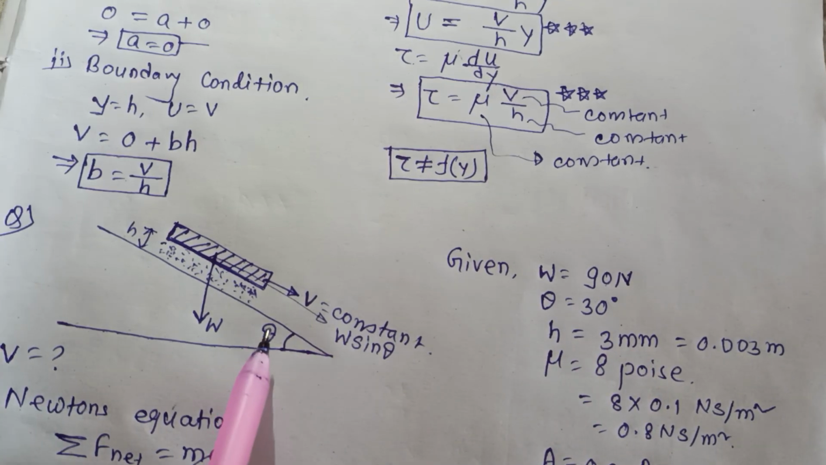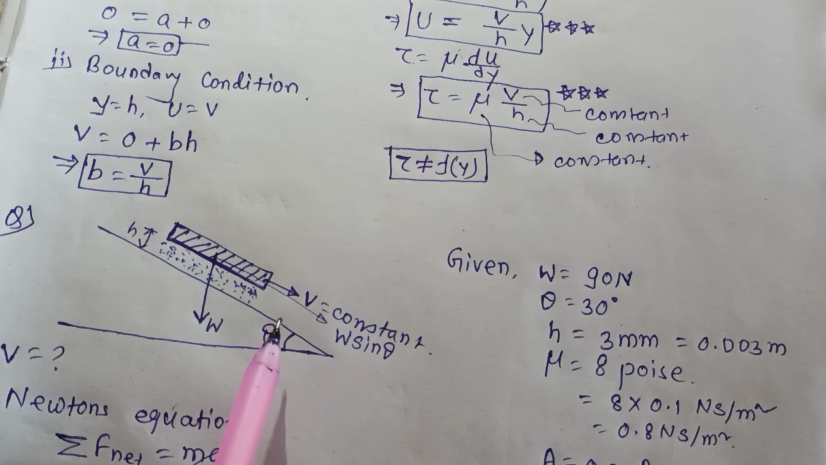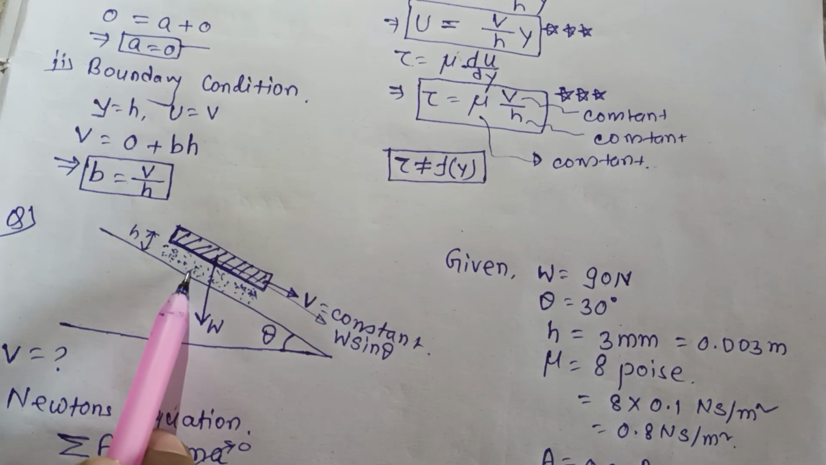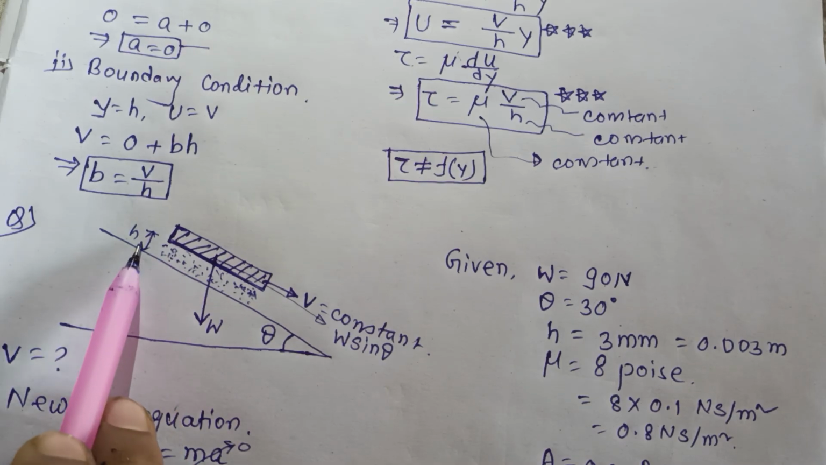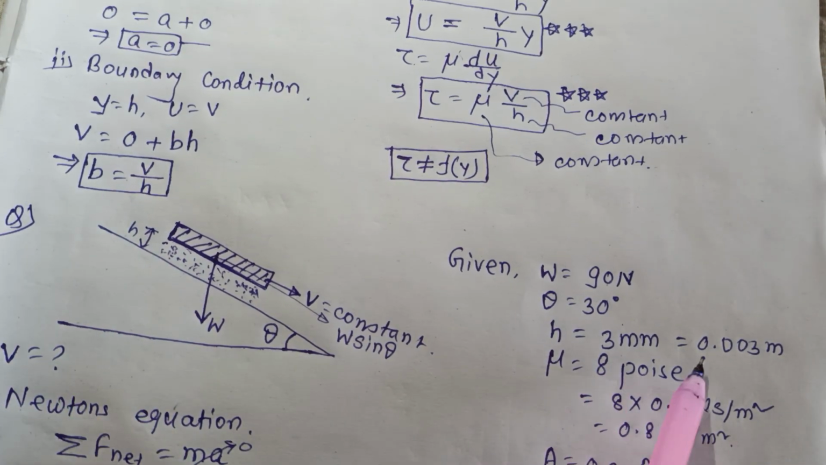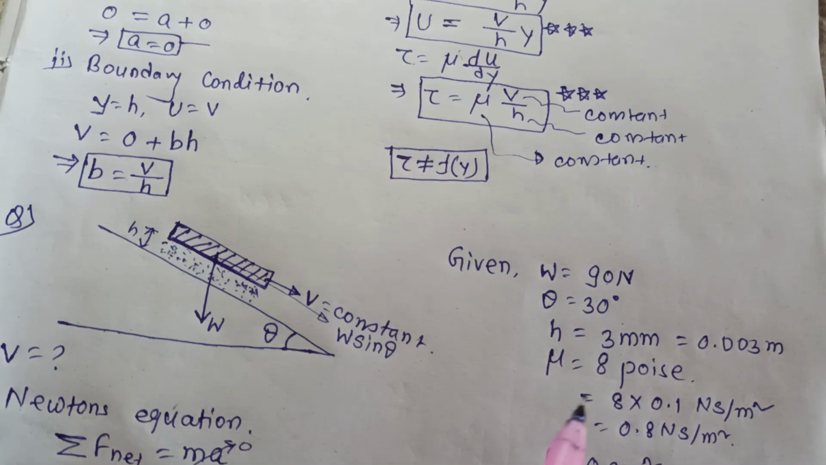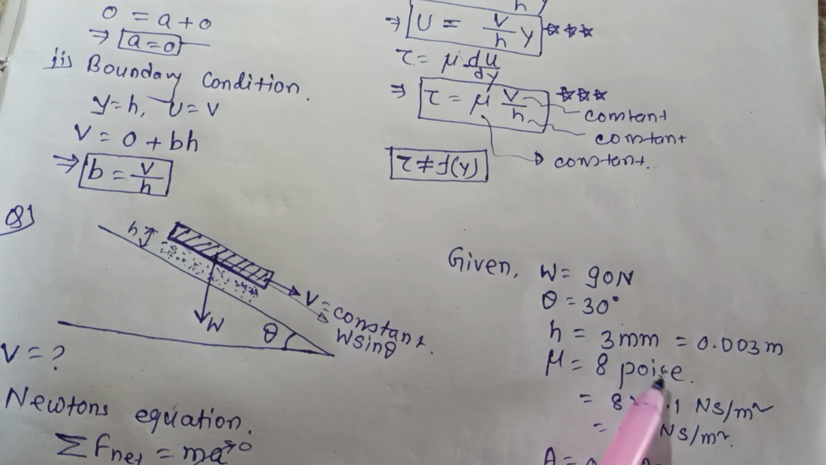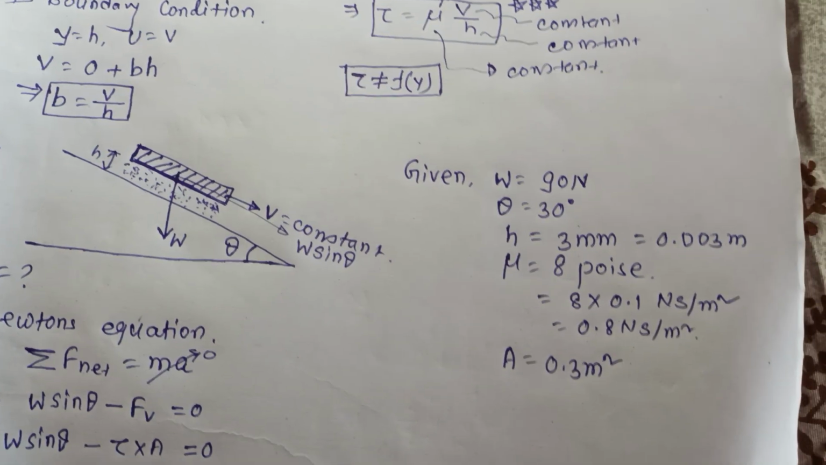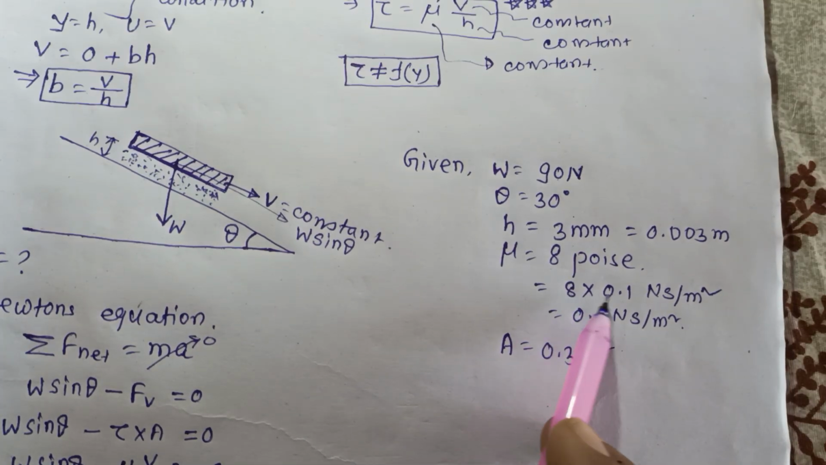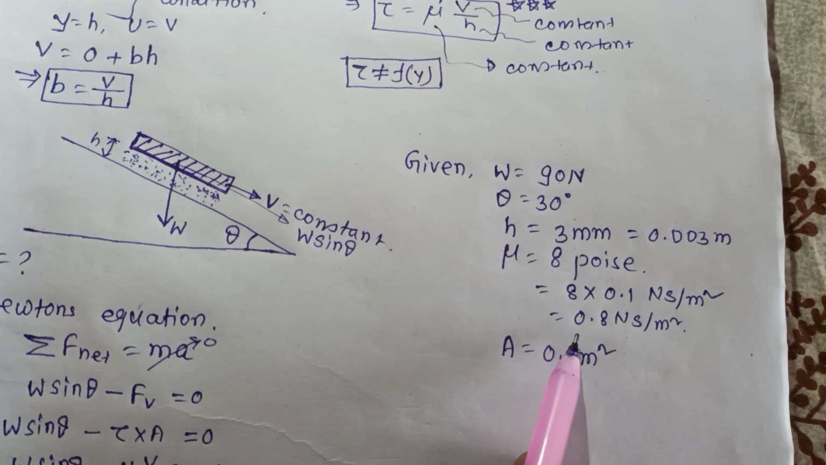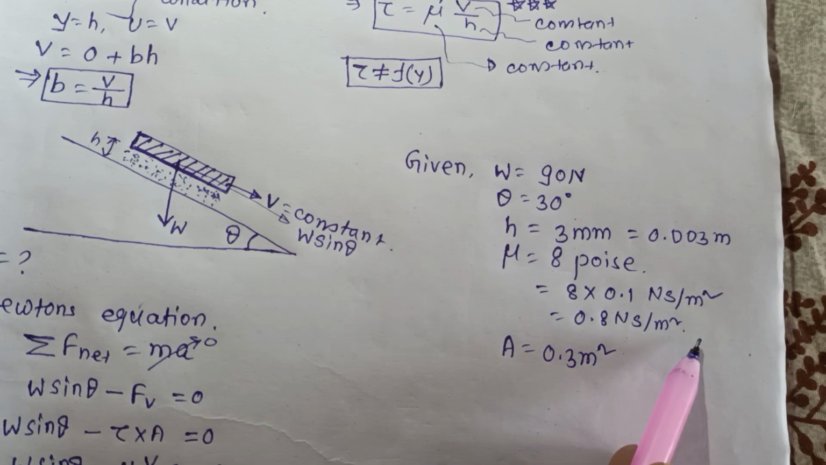Now the plane is lubricated by a 3 mm thick film of oil of relative density 0.9. So in between this and this there is lubricating oil. The thickness is h, and h is 3 mm, that is equal to 0.003 meter, and the viscosity of the lubricating oil is given as 8 poise. This is the CGS unit, so we have to convert it to SI unit. 8 into 0.1 poise means 0.1 Newton second per meter square. So from here mu is equal to 0.8 Newton second per meter square.